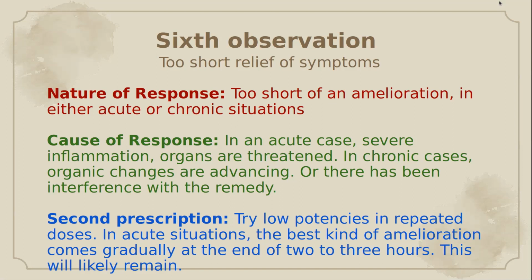Or everything is going well, but there is an interference with the remedy. There may be some maintaining cause. He has handled some chemicals. There may be the use of alcohol or smoking. So there is an interference with the remedy. In this type of situation, we should try low potencies in repeated doses.